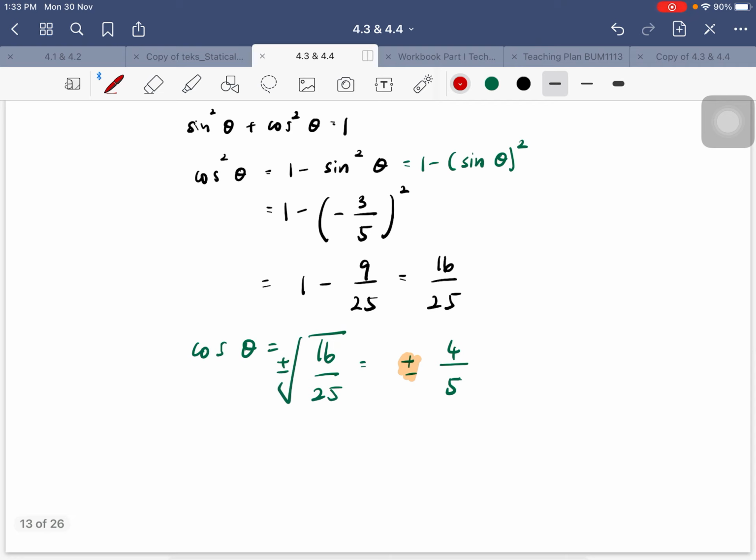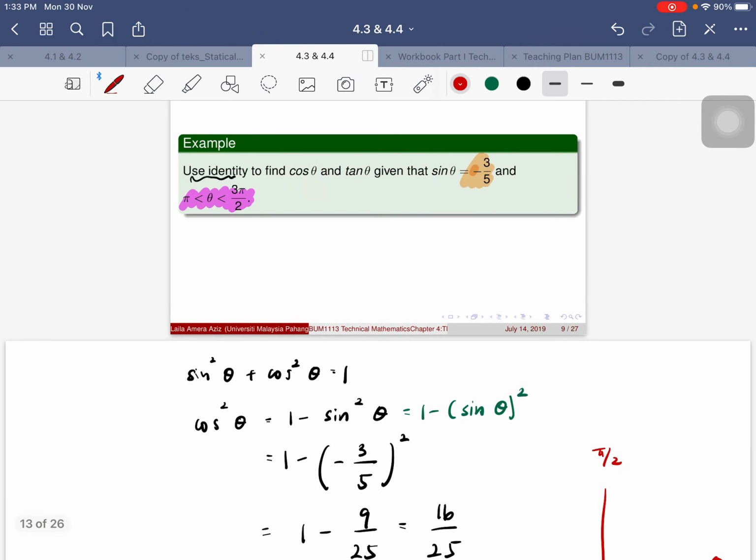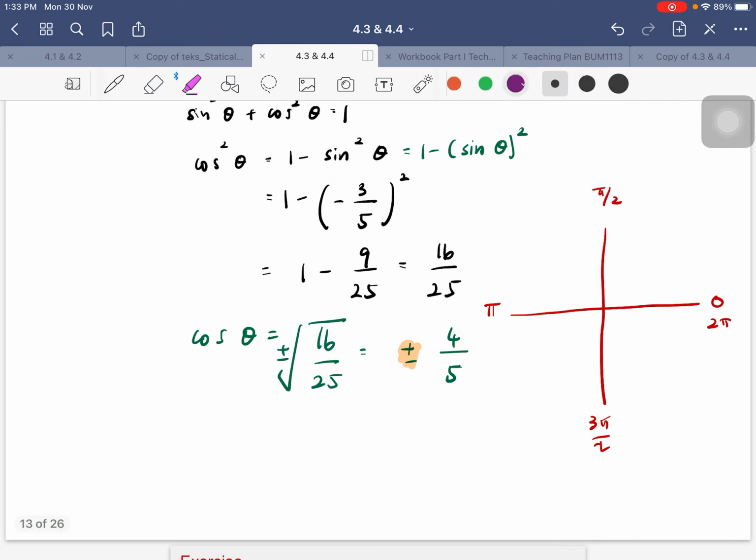If I sketch a graph, as I've shown you in the previous topic, in terms of radian units, this is 0, this is pi over 2, this is pi, this is 3 pi over 2, and it ends here at 2 pi. Our value of theta is between pi and 3 pi over 2, so between these two. We know that theta is going to be over here, in the third quadrant.